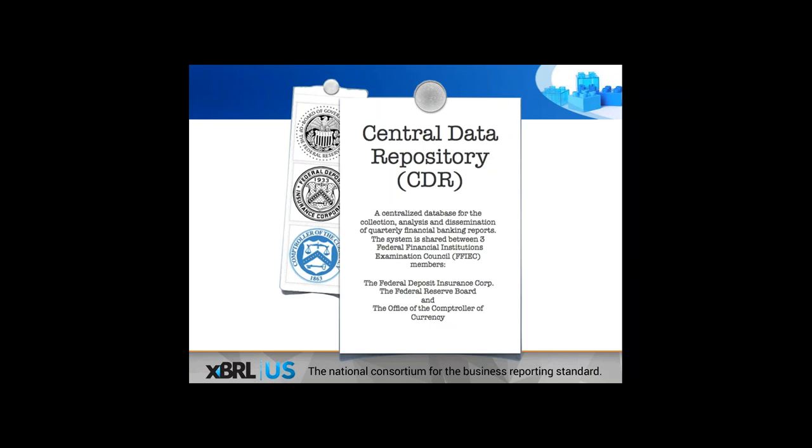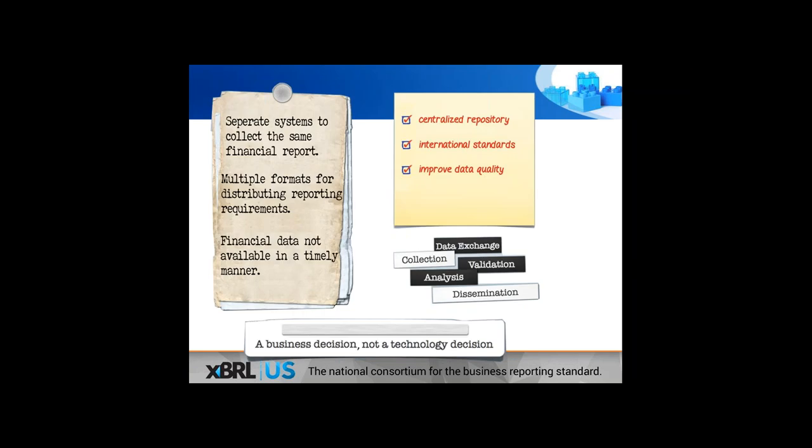Next slide, please. Three key business issues needed to be addressed with this new system. The FFIEC agencies had separate systems to collect the same financial report. The FFIEC agencies each distributed their own reporting requirements for the same financial report, and the financial data was not available to the public in a timely manner. The agencies decided to collaborate and develop a centralized repository to collect financial reports with a focus on standardization to improve data quality. The Central Data Repository has five key components: data exchange, collection, validation, analysis, and dissemination. The reason to update this existing financial system was a business decision and not a technical decision. Next slide, please.